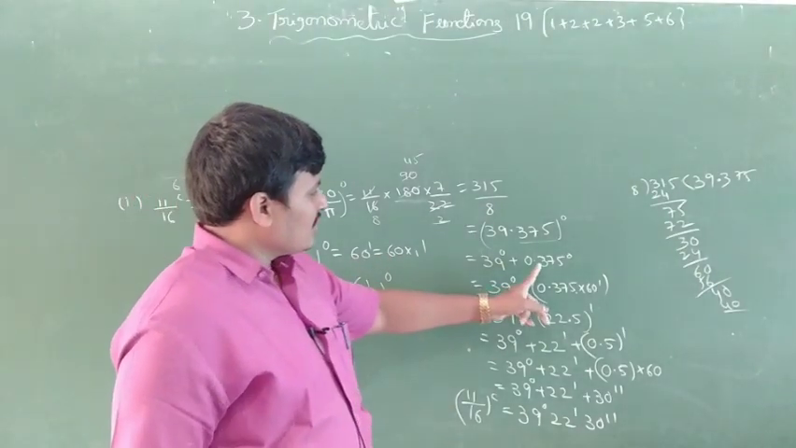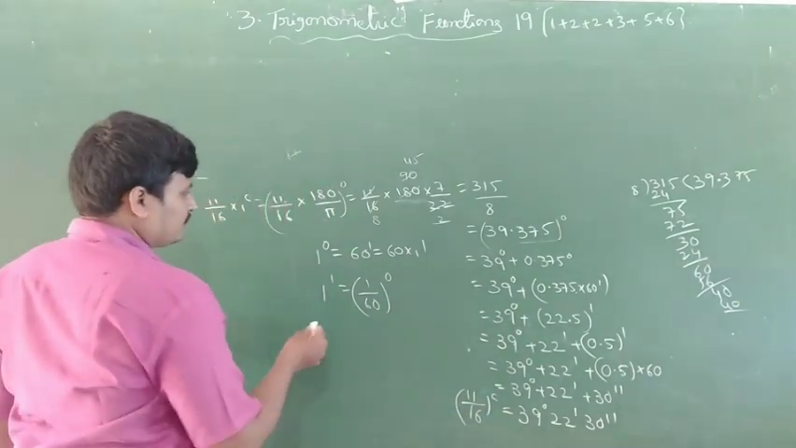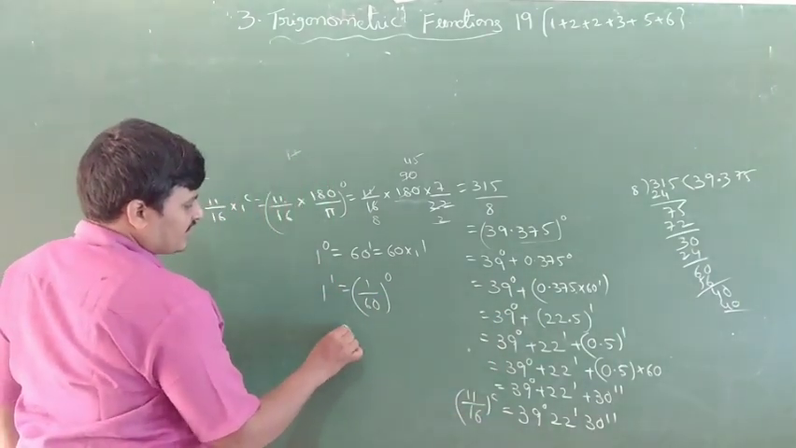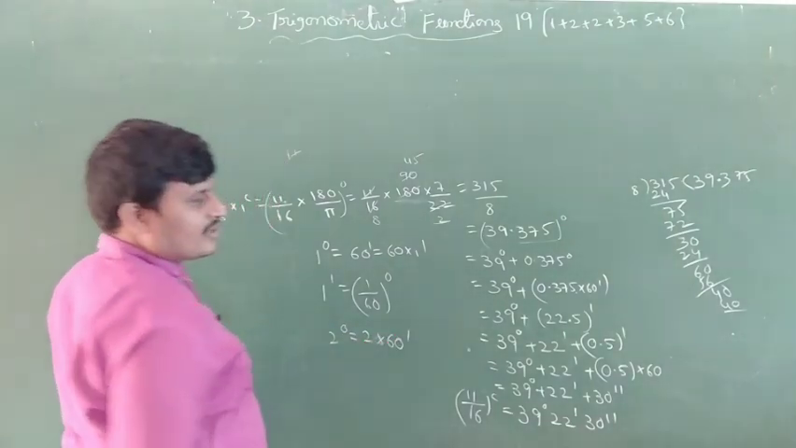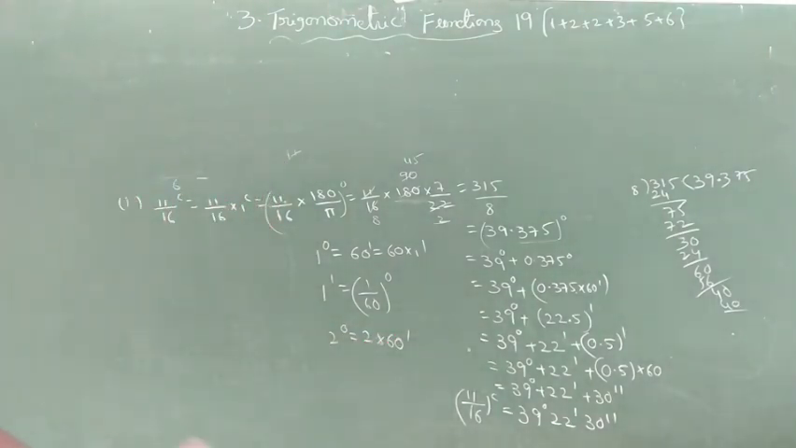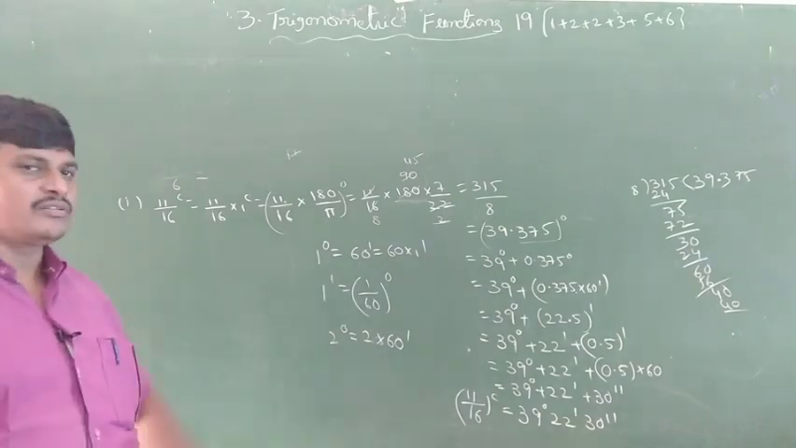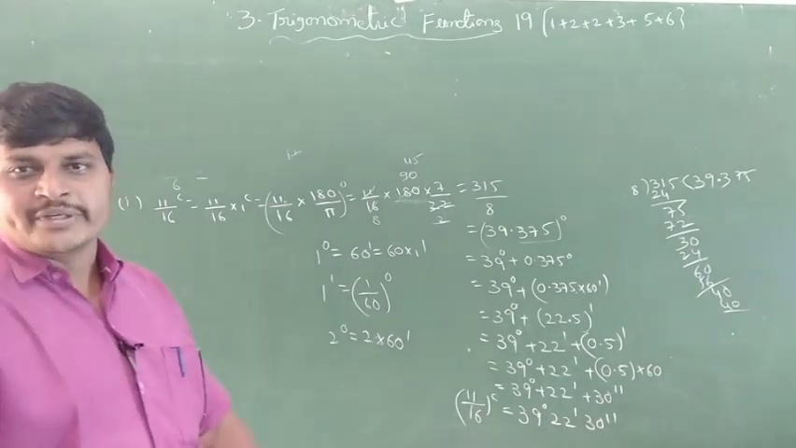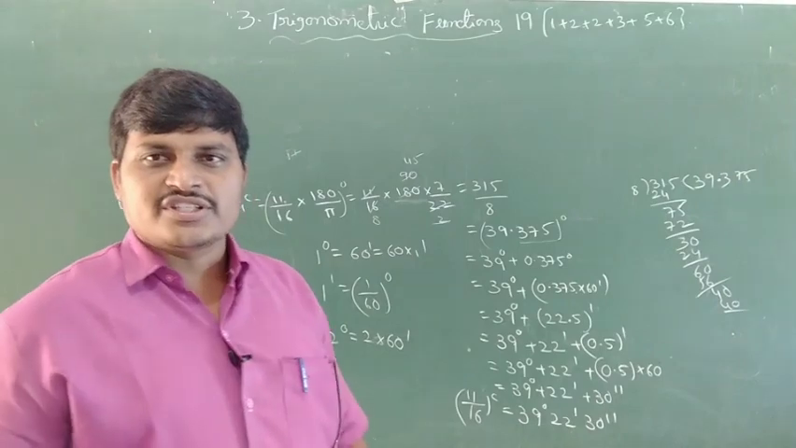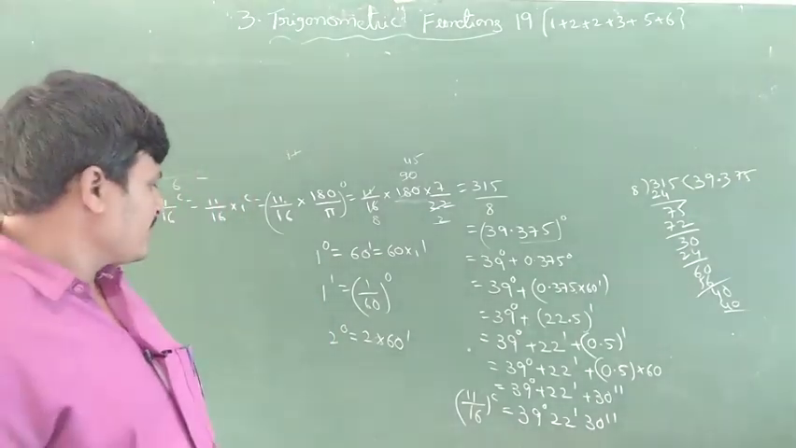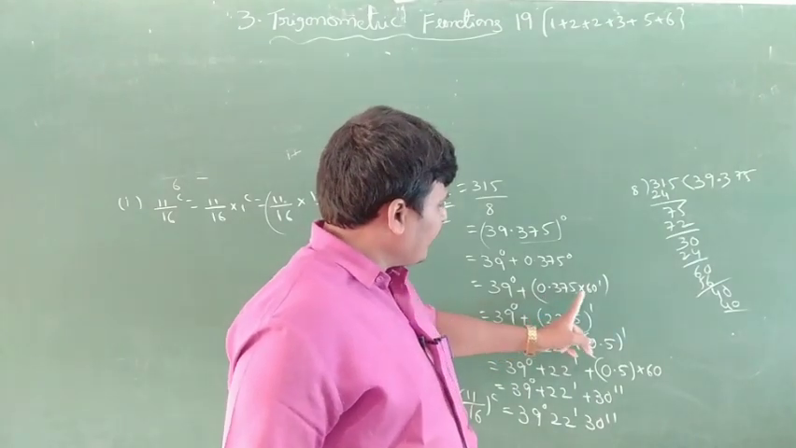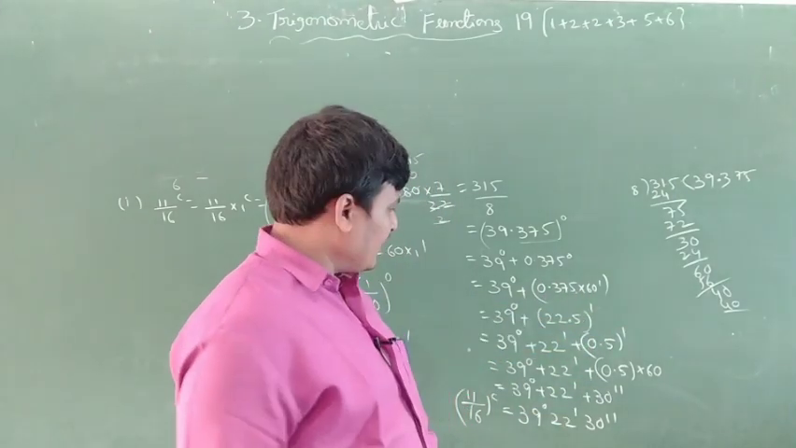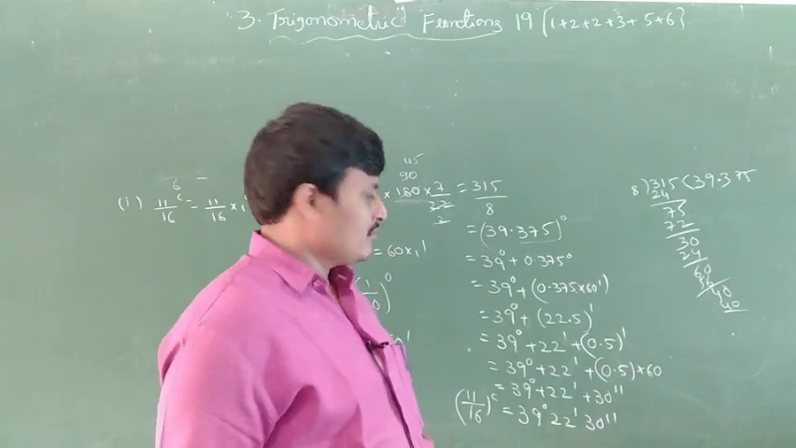So 2 degrees is equal to 2 into 60 minutes. 3 degrees is equal to 3 into 60 minutes. 1 degree is equal to 60 minutes. 2 degrees is equal to 120 minutes. 3 degrees is equal to 60 into 3, 180 minutes. So 0.375 into 60, we have to calculate, gives 22.5 minutes.